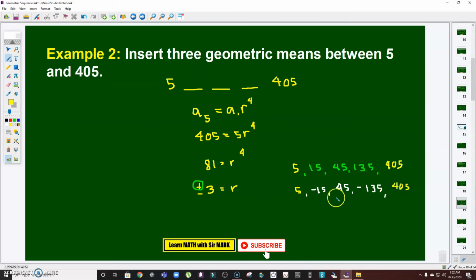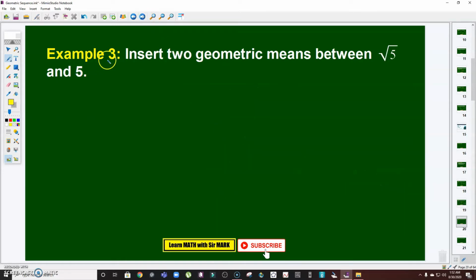See that? So once again, there are two sets of sequences here, because of these two different common ratios. Okay, that's it. So, second to the last problem. Number 3: insert two geometric means between square root of 5 and 5.